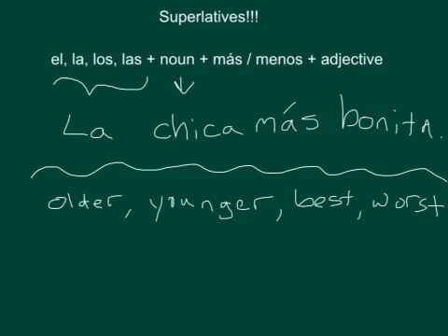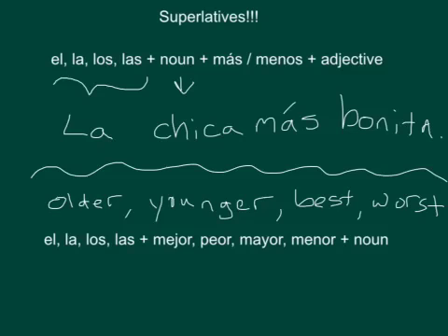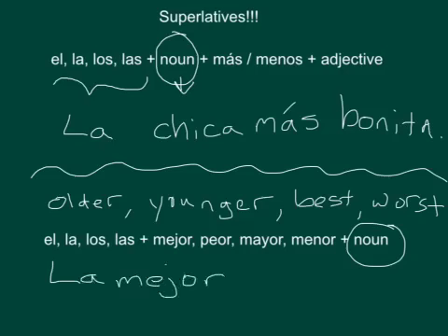Older, younger, best, and worst don't work exactly the same way, just like they didn't work the same way with comparisons. So we're going to get rid of the más. It's still el, la, los, and las, but now the noun is in a different spot. See how the noun is at the end over here? Whereas up here with la chica más bonita, the noun was right after el, la, los, and las. So if I wanted to say the best class, I would say la mejor clase. The best class. La mejor clase.